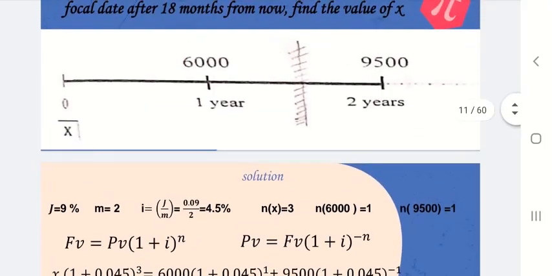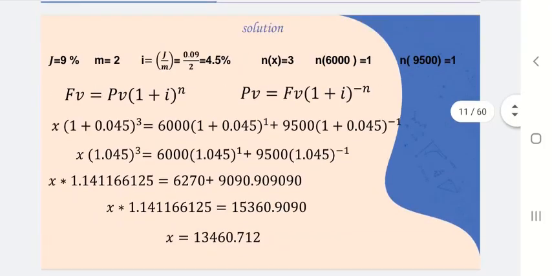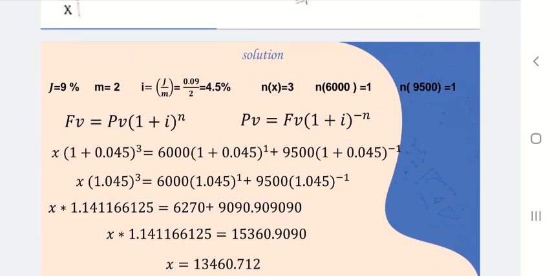And N for $6,000 will be equal to 1. The distance equals 6 months. And for $9,500, N will be equal to 1. By substituting in the formula, future value equals present value times 1 plus I to the power n, and present value equals future value times 1 plus I to the power negative n, X will be equal to 13,460.